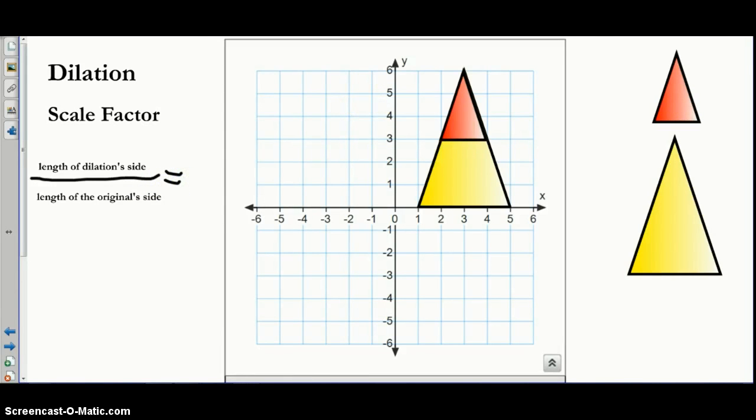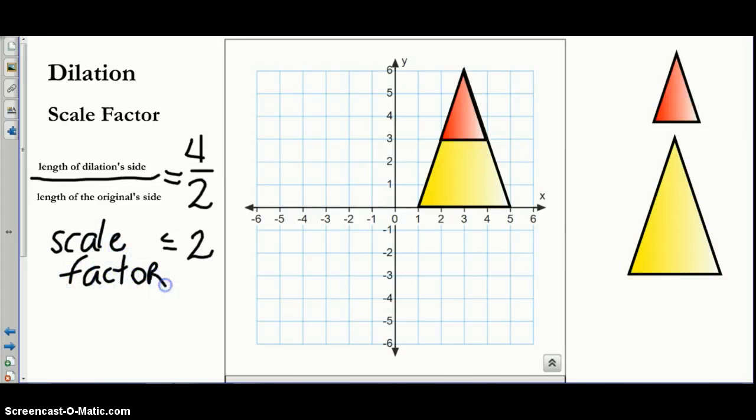The length of the dilation's side is 1, 2, 3, 4. That base is 4 units long. Now we look at the red triangle's base. It is 2 units long. So we put a 2 in the denominator. Now, in order to determine the scale factor, we have to divide 4 by 2 in this case. The scale factor of this dilation is equal to 2.